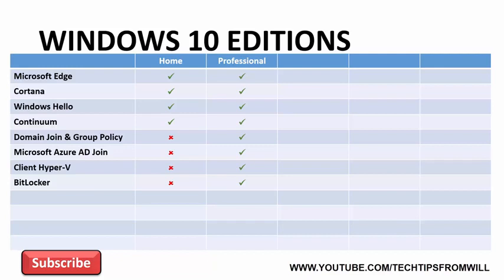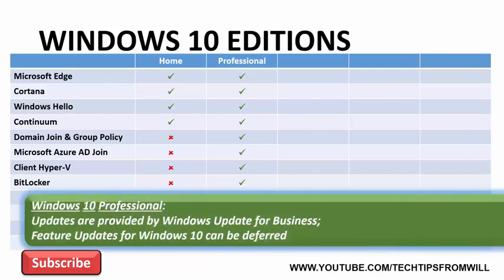That covers the features for Windows 10 Professional. However, you should know that Windows 10 Professional handles its updates differently to Windows 10 Home Edition. With Windows 10 Professional, updates are provided by Windows Update for Business. Essentially, this means that the administrator has more control over how updates are applied. Windows 10 Professional adds the ability for the administrator to defer feature updates for Windows 10.